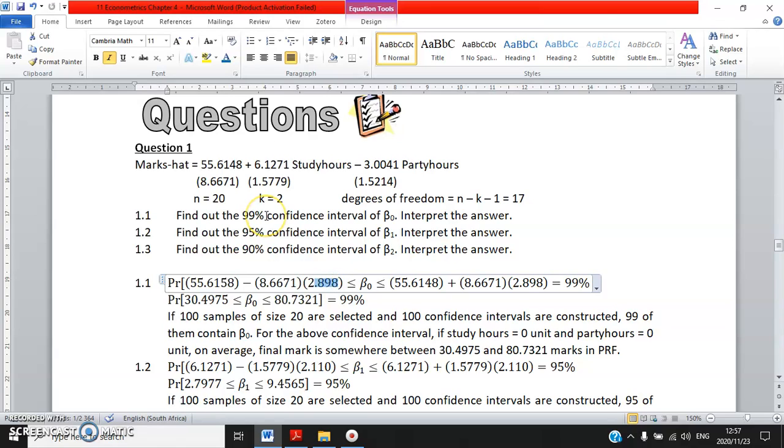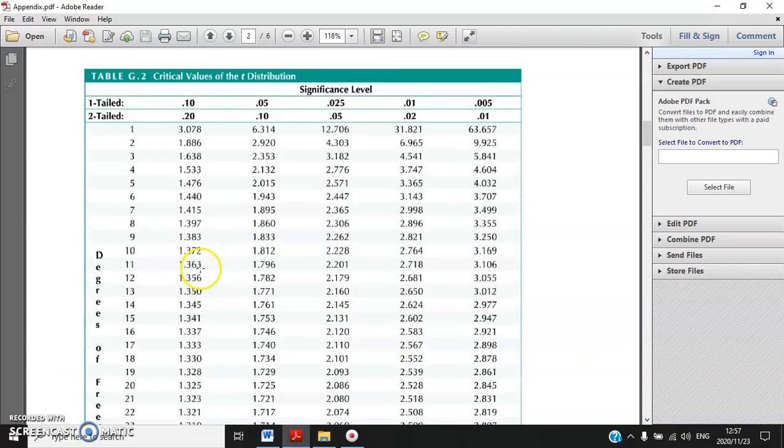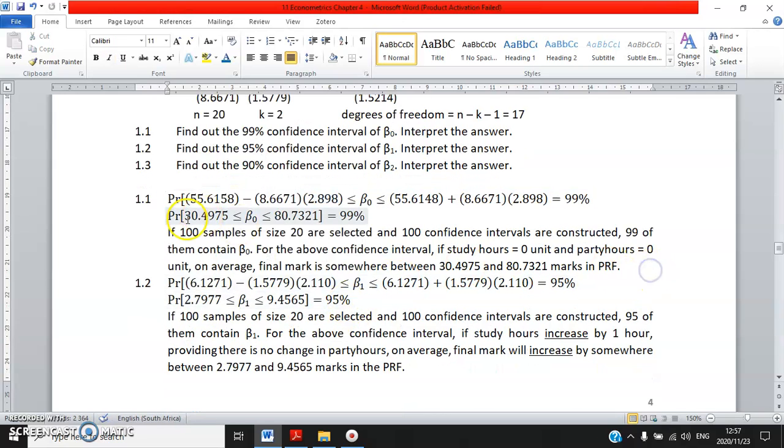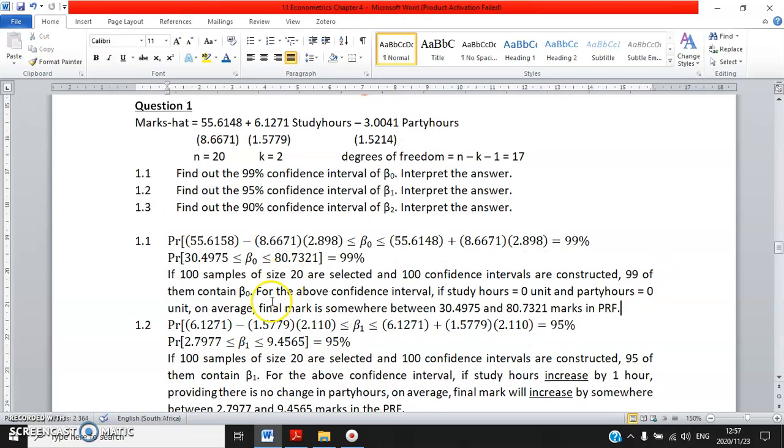99% confidence interval, meaning alpha is 1%. Degrees of freedom is 17. Remember, the top row gives you half of the alpha, half a percent. Second row, your full alpha, 1%. With 17 degrees of freedom, your t-statistic is 2.898. Yeah, 2.898, and then you find this confidence interval of the true constant in the PRF.